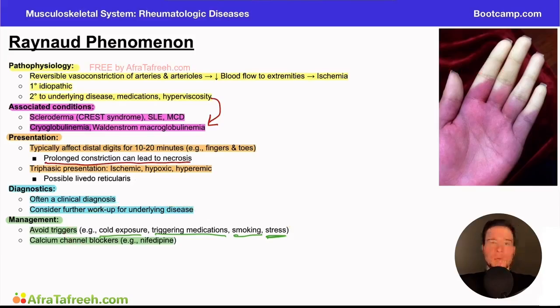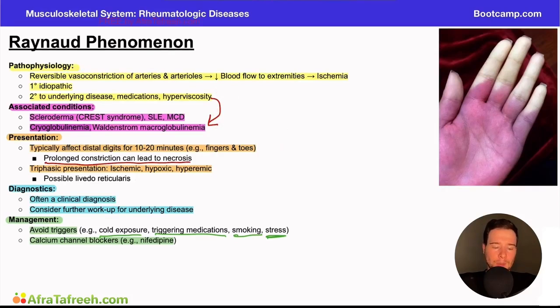So just a really quick summary of this video. Raynaud's phenomenon deals with reversible vasoconstriction of the arteries and arterioles. Primarily, it's idiopathic, but secondary can be caused by a variety of different conditions, which we talked about here. This is typically going to affect the distal extremities, and usually it resolves in 10 or 20 minutes once the extremity is warmed and you're able to reperfuse the system.